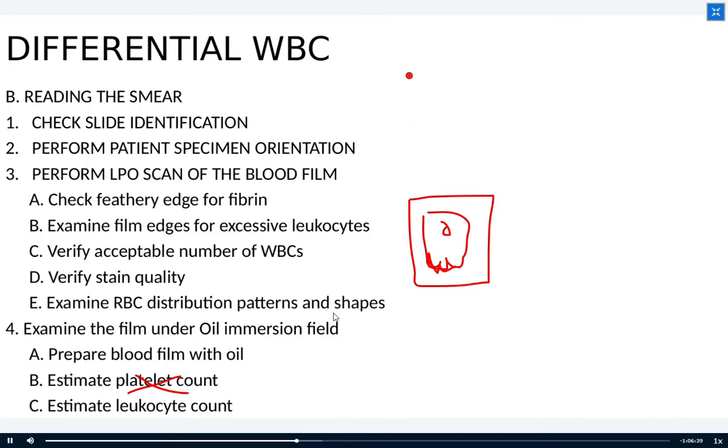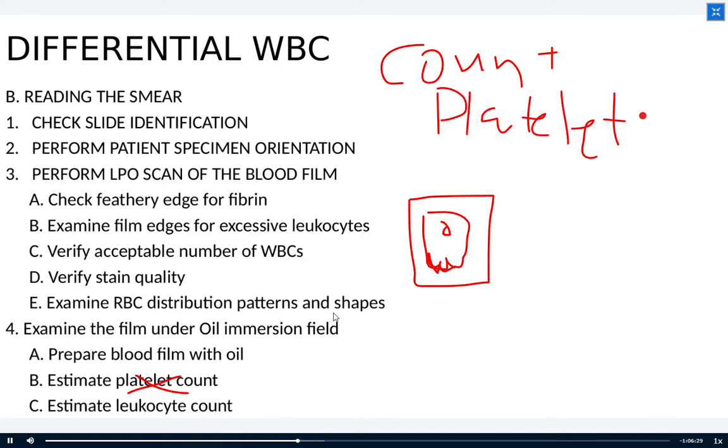Kasi yung iba ang ginagawa class, they would just count platelets. They would count platelets in 10 fields. So sa 10 fields class, then i-average nila yun. That's how you estimate platelet. But that is not a sure way of doing your platelet count. Then you can also estimate your leukocyte count.